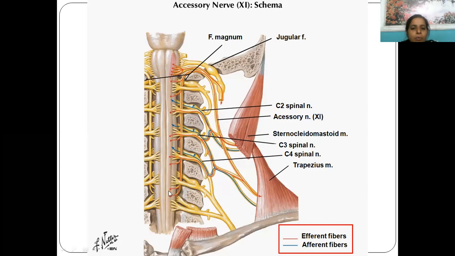So the cranial root and the spinal root both are joining. The cranial root, it's very clearly shown, is distributed through the vagus nerve. And the spinal root is coming down and supplying the trapezius and sternocleidomastoid.